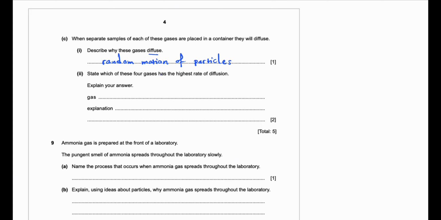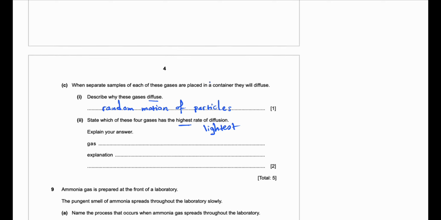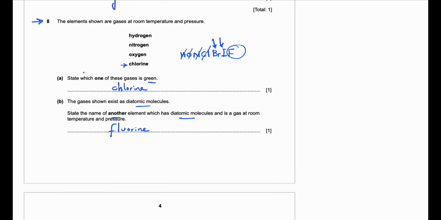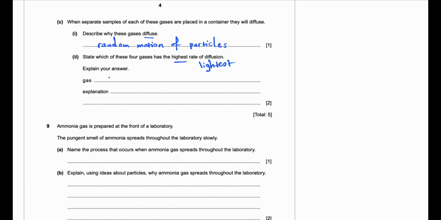State which of these 4 gases has the highest rate of diffusion. Remember, highest rate of diffusion means you have to choose the fastest, and the fastest means you have to choose the lightest. So let's get back to the gases. As you may see here, we have hydrogen gas, nitrogen gas, oxygen, and chlorine. Once again, we're looking for the lightest of them, and the lightest should be hydrogen. So the answer is hydrogen, because hydrogen has the lowest molecular mass.